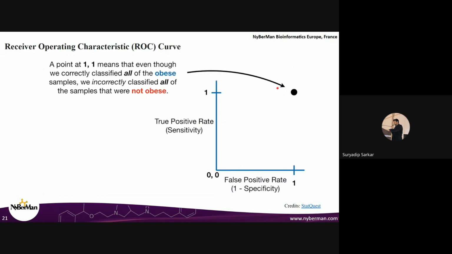Now, a point at 1 comma 1 means that even though we correctly classified all the obese samples, or all the positive class samples, we incorrectly classified all the negative class samples, or all the not obese samples, right? So true positive rate is very high, which is very good. False positive rate is also very high, which is not good. We want a low false positive rate and a high true positive rate. We want something around this. Let us see actually how we can get to it.